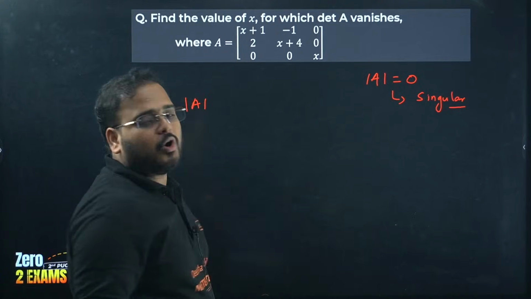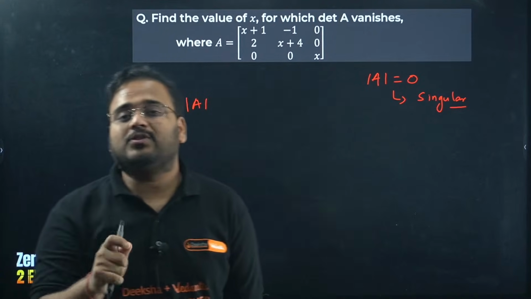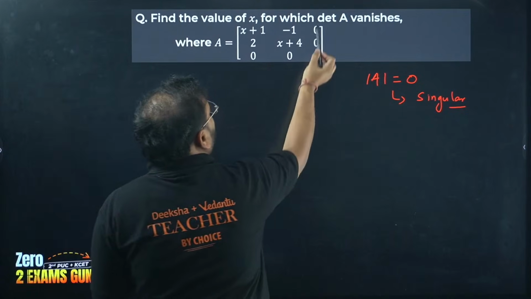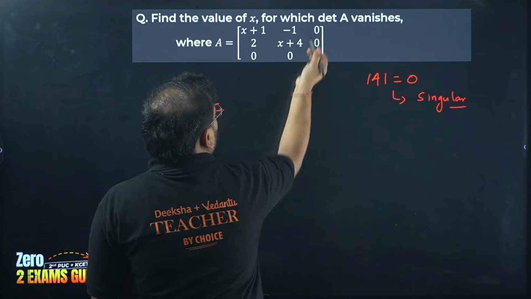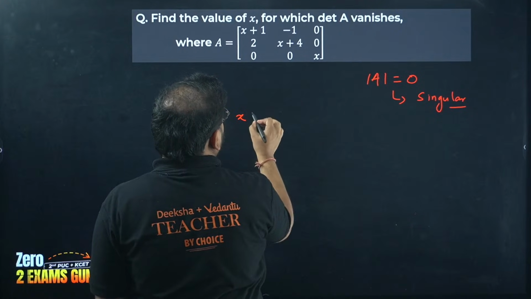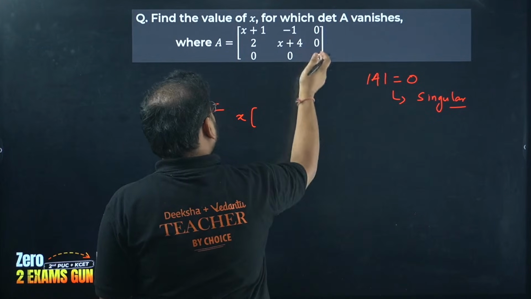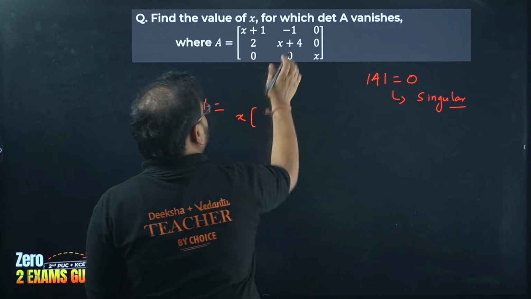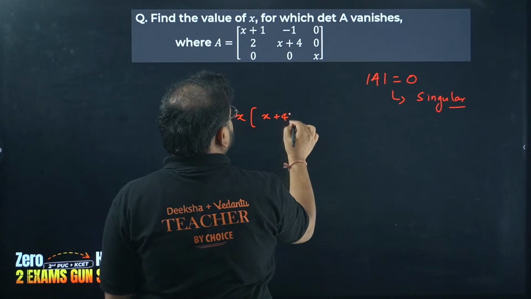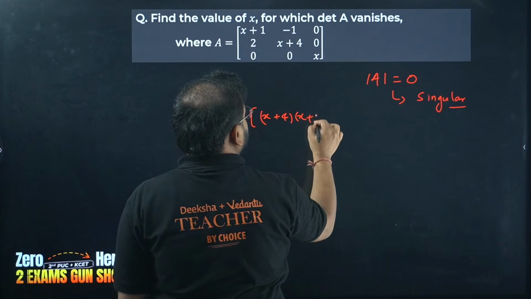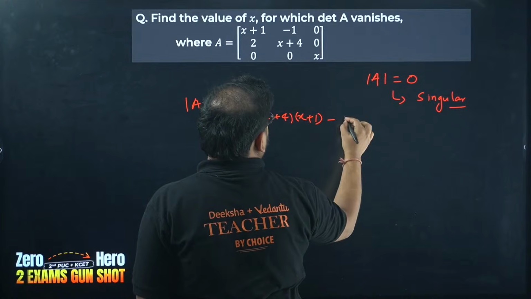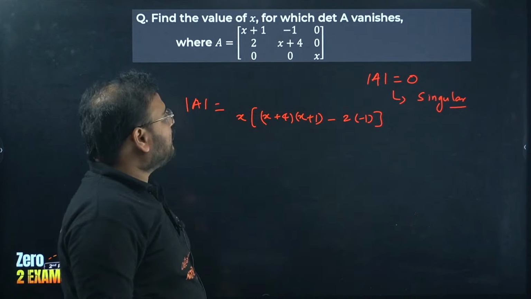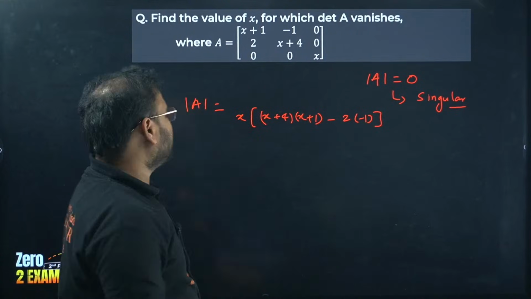Whichever row or column has the maximum number of zeros, that will be easier to find. So you can see, either row 3 or column 3 you can take. Let me take column 3 only, it doesn't matter. Across x, we remove the third column and third row. We'll get these products: x plus 4 times x plus 1, minus 2 times minus 1, minus 2 times minus 1. Makes sense? That's how we find the determinant value.